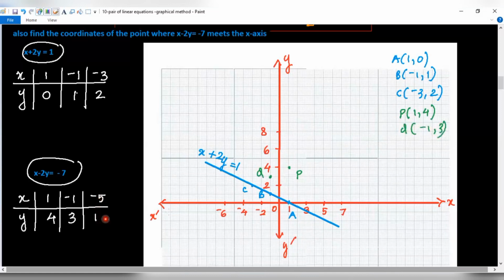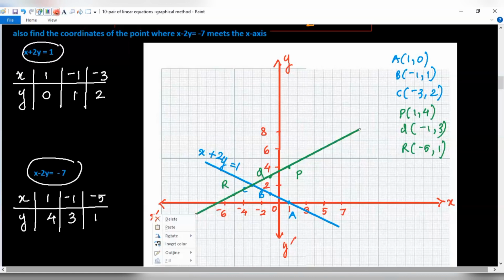Then next one, -5, 1. -5 is here and 1 is here, right? So -5, 1. This is R. So R is -5, 1. Now we have to connect these 3 points through a line. Okay, this is the required line for the second equation given.